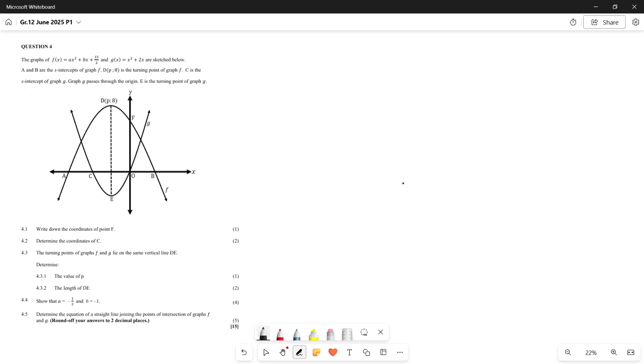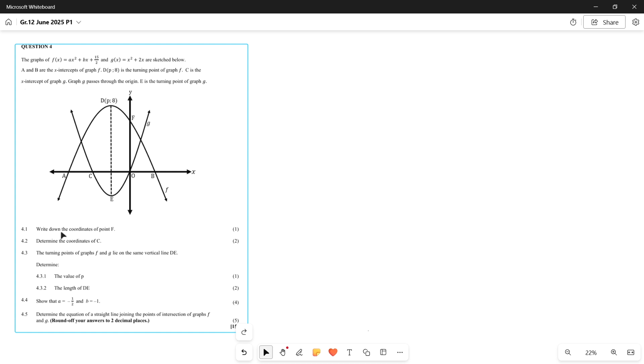Cool, guys. So we got question 4 here. The graphs of f of x equals ax squared plus bx plus 15 over 2 and g of x equals x squared plus 2x are sketched below. A and B are the x-intercepts of the graph of f. D is (p, 8), those are the coordinates, the turning point of graph f, and C is the x-intercept of graph g. Graph g passes through the origin. E is the turning point of graph g. Okay, so they've plotted some stuff there.